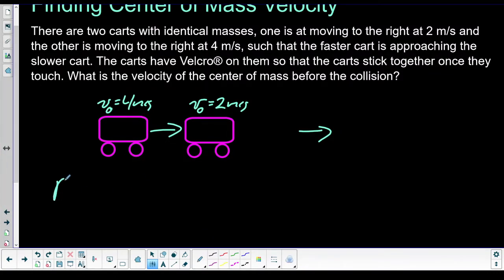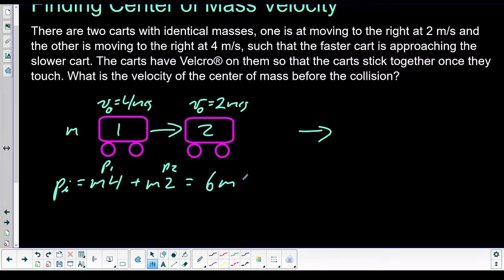So initial momentum is equal to the momentum of cart 1. We don't know their masses. They're identical. Let's call them M. So it's going to be M times velocity of 4, plus the momentum of cart 2, which is going to be the same mass, times velocity of 2. So we have a total momentum of 6 times the mass of the carts.